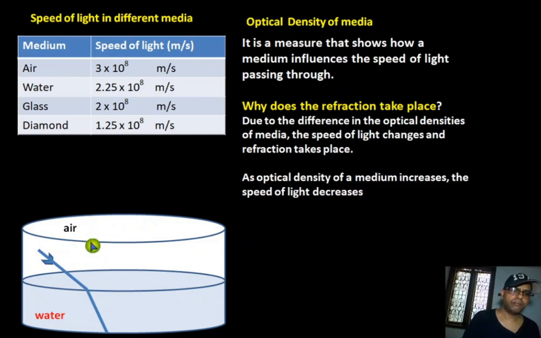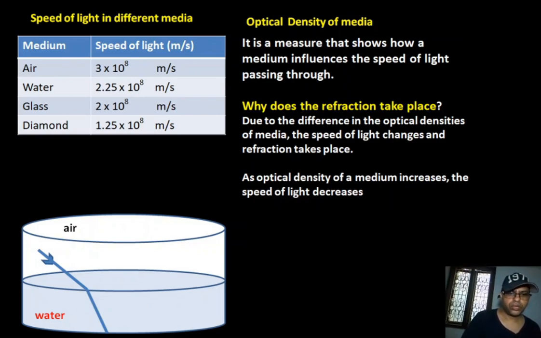Now look at this example. Here a light ray is entering from air to water. In air, light is faster. In water, light is slower. Then refraction takes place. Why does it happen? Because air and water have different optical density. Air has less optical density, that means air is a rarer medium, and water has higher optical density. We can say water is a denser medium.